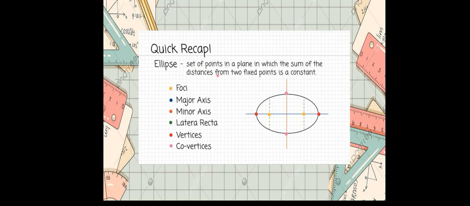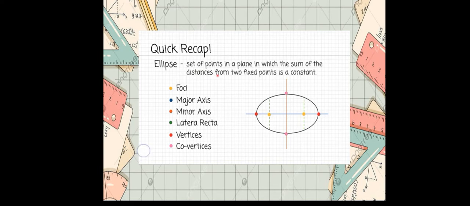The two fixed points are called the foci. The line on which the foci are located is the major axis. The line perpendicular to this is the minor axis. The chord that passes through the foci and is perpendicular to the major axis is called the latera recta. These are your vertices, which are the points of intersection between your ellipse and the major axis. These are your co-vertices, which are the points of intersection between your ellipse and the minor axis.